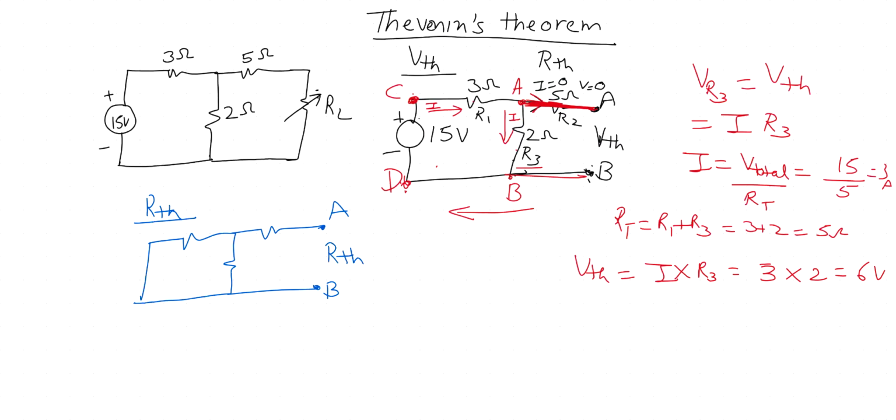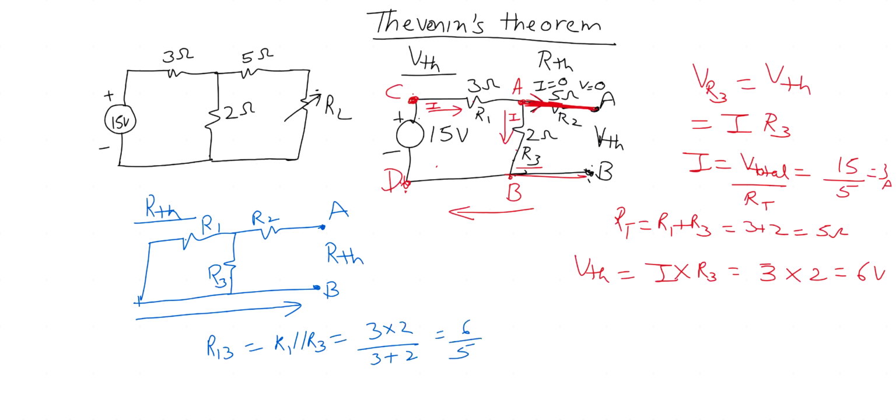When you put the ohmmeter across A and B, you're measuring resistance RThevenin. You start from here and go towards the measuring point. This is my R1, this is R3, and this is R2. First you solve R1 and R3. R1 and R3 are in parallel. So R13 will be R1 parallel to R3. That gives me 3 times 2 divided by 3 plus 2, 6 divided by 5. Let me do the math here: 6 divided by 5 gives me 1.2.